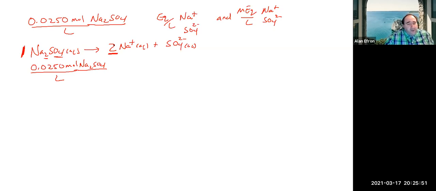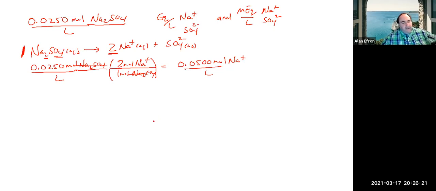It's a 1 to 2 relationship, which means if we do that little conversion, 1 mole of the whole thing gives us 2 moles of just the sodium ion. The moles of the whole thing will cancel, and we essentially will end up with 0.050 moles per liter of sodium ions that are present. So really, we're just trying to find the concentration of just the ion by itself.